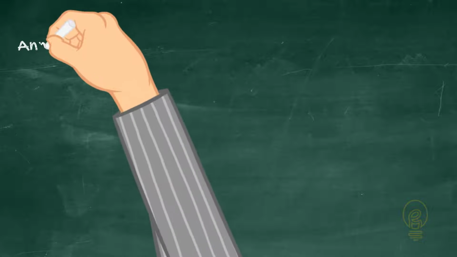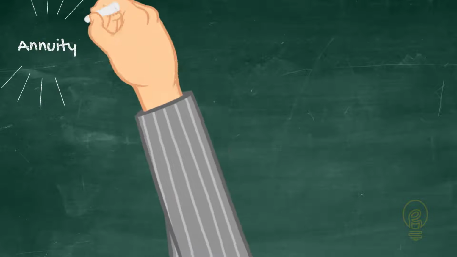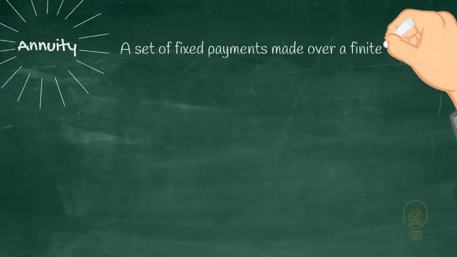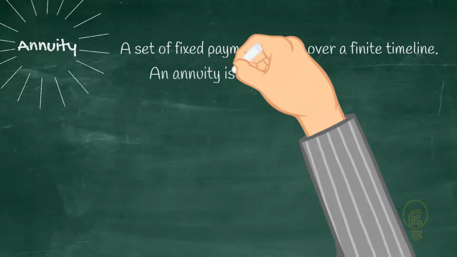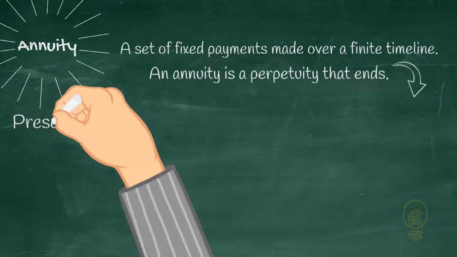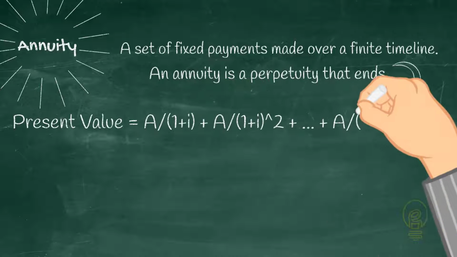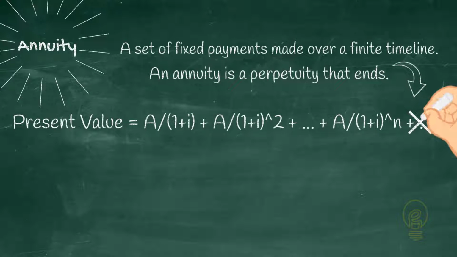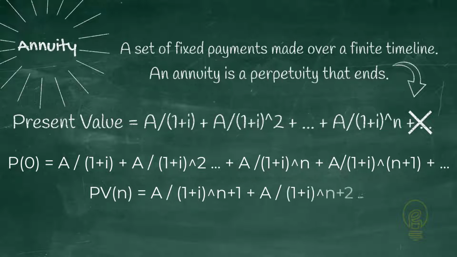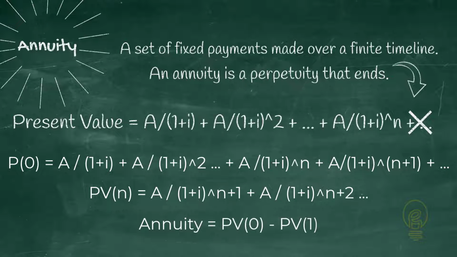Next up is an annuity. An annuity is a series of fixed payments made over a finite timeline. In another sense, an annuity is a perpetuity with an end date. If we write out our perpetuity present value formula, we can convert it to an annuity by cutting it off at some end point. How can we calculate the present value of this annuity? Well, let's look at it as two perpetuities, one that starts today and one that starts at time n. If we subtract these perpetuities from each other, we end up with our annuity present value equation.